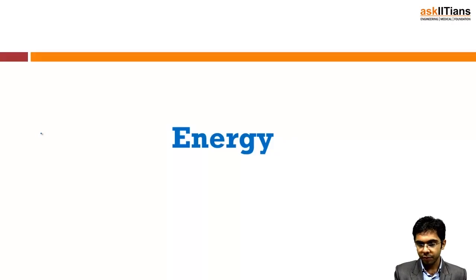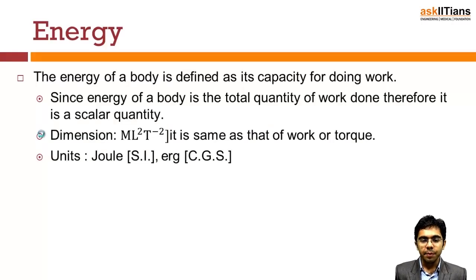So, energy. Now, what is energy? This definition we have done in junior classes. The energy of the body is defined as the capacity of doing work. The definition is still the same, but let's see what we have extra. Since energy of the body is the total quantity of work done, it is a scalar quantity. So energy is a scalar quantity and has the same dimensions as work, that is ML^2T^-2, its SI unit is joules and the CGS unit is erg.